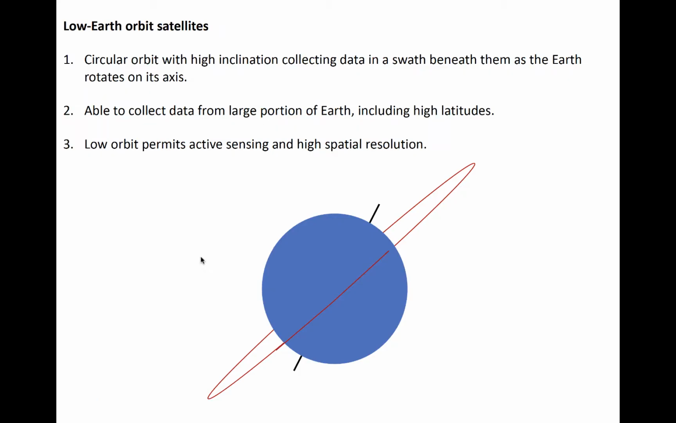An example of a low Earth orbit is shown here. It usually has a high inclination that allows it to pass over high latitudes and low latitudes. Contrast this with the geostationary orbit that has zero inclination. Geostationary orbiters provide fantastic temporal resolution, but lack in spatial resolution and latitudinal coverage. Constellations of low Earth orbit satellites, on the other hand, can provide data with high spatial resolution and at high or low latitudes.